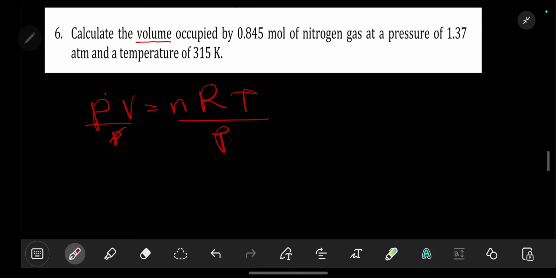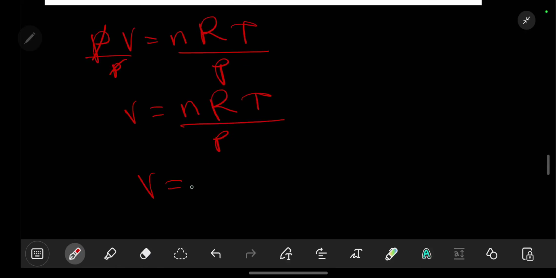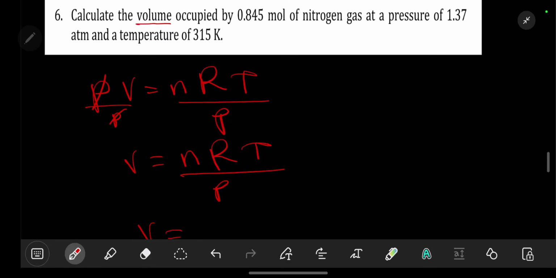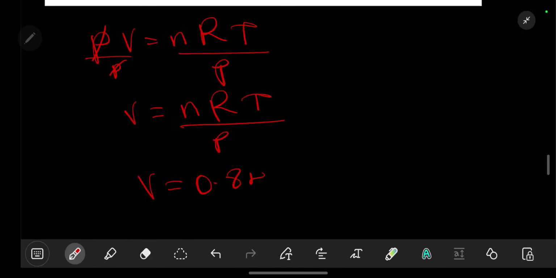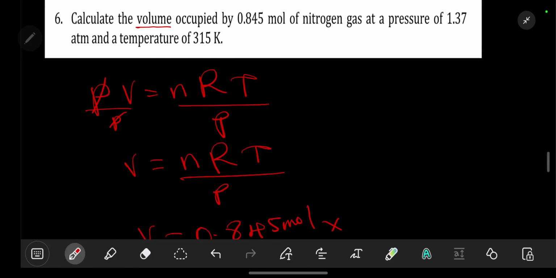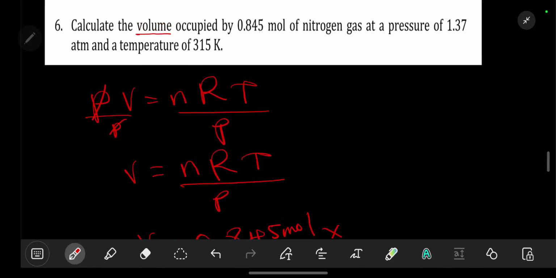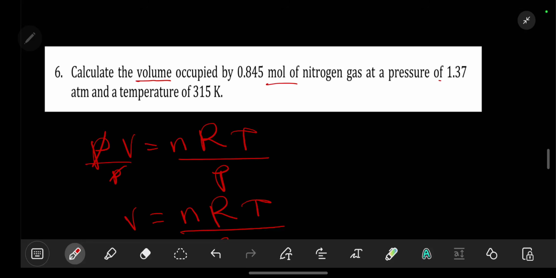You can make the volume the subject of the formula by dividing by pressure on both sides, so that the volume becomes equal to nRT over the pressure. So the volume is equal to our number of moles, 0.845 moles, times the gas constant. If we have the moles, then we have the pressure in atm, and the temperature in kelvins.